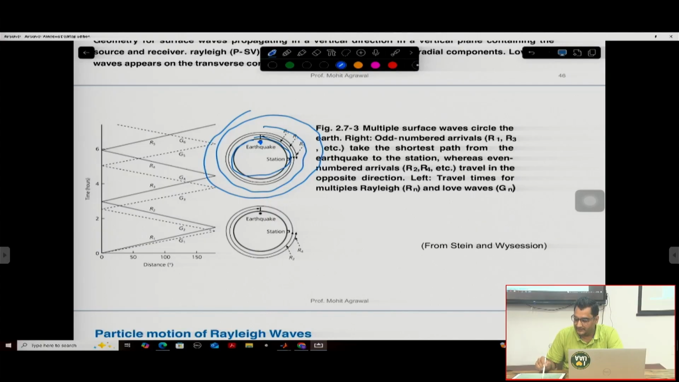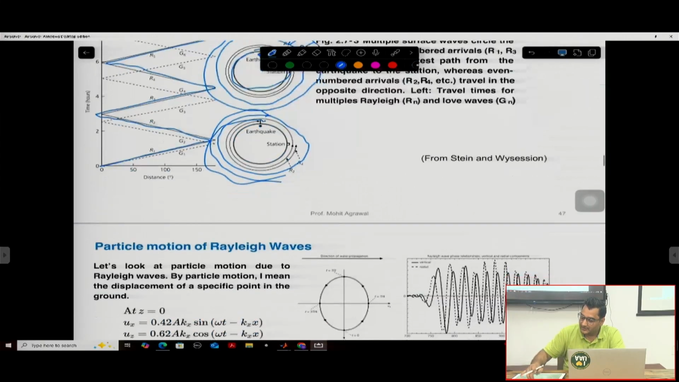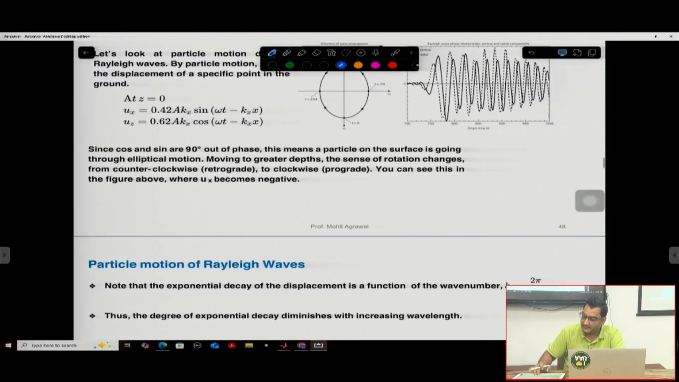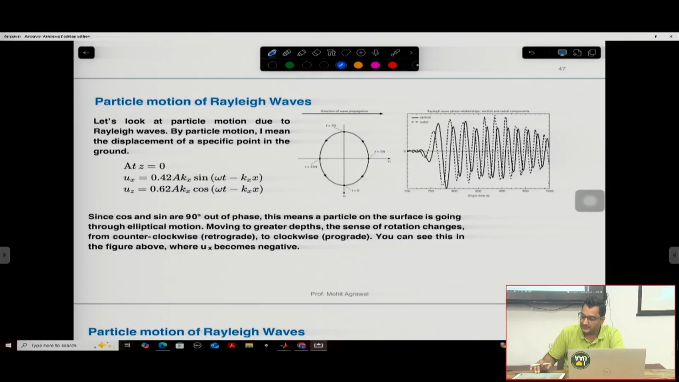Likewise, the waves can also go in the anti-clockwise direction. In the clockwise direction they may generate R1, R2 and R3 waves, and in the anti-clockwise direction they are generating R2 and R4 waves. You can see this is R1, then R2, this is R3 and R4, and this is what we discussed yesterday. Now we also looked at these equations for the displacement in x.